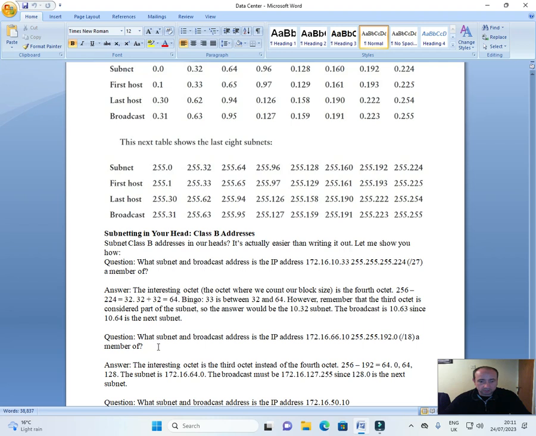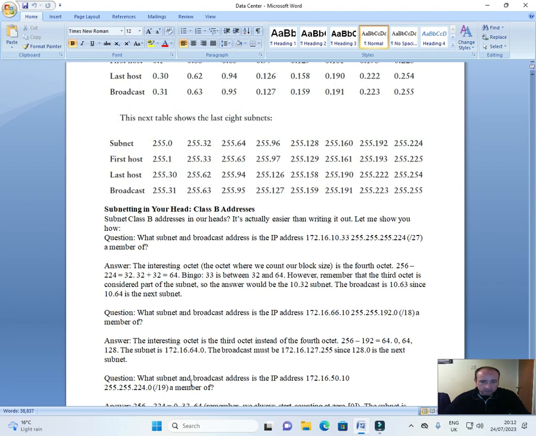Question: what subnet and broadcast address is the IP address 172.16.66.10, 255.255.192.0/18, a member of? Answer: the interesting octet is the 3rd octet instead of the 4th octet. 256 minus 192 equals 64. 0, 64, 128. The subnet is 172.16.64.0. The broadcast must be 172.16.127.255, since 128.0 is the next subnet.